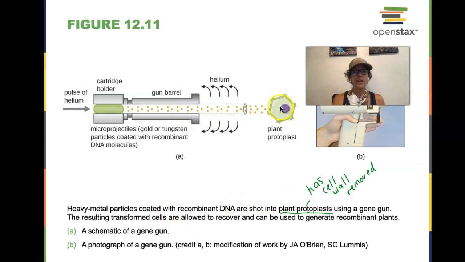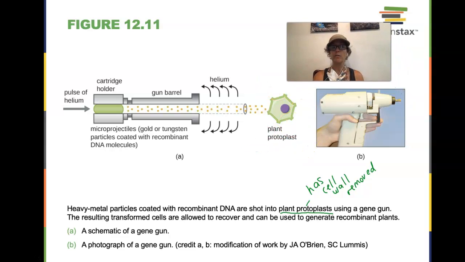For plants, a little tougher because they have that cellulose cell wall, and we can't really remove that cellulose cell wall and have it regenerated. So looks pretty violent. We've got heavy metal particles that are shot using a gene gun. Put the plant's cells in solution and zap it with heavy particles that have the recombinant DNA coated on them.